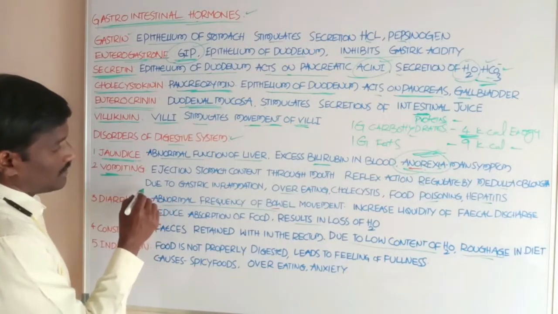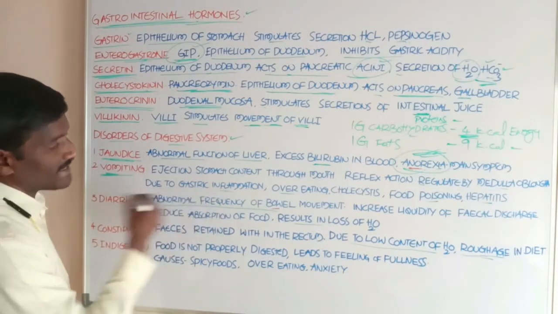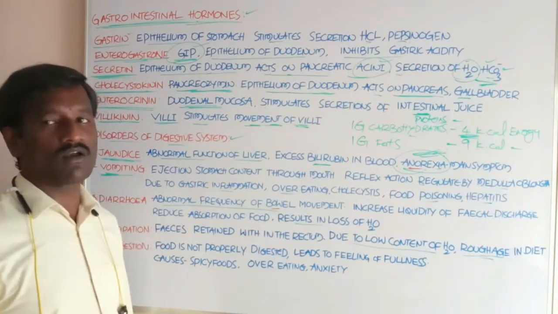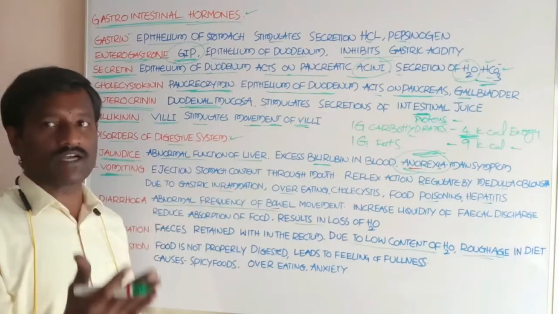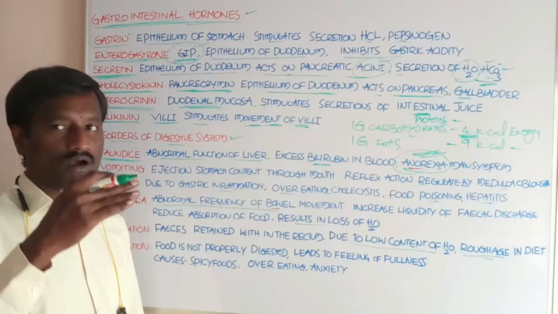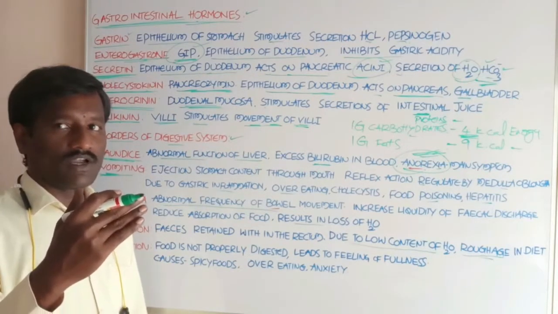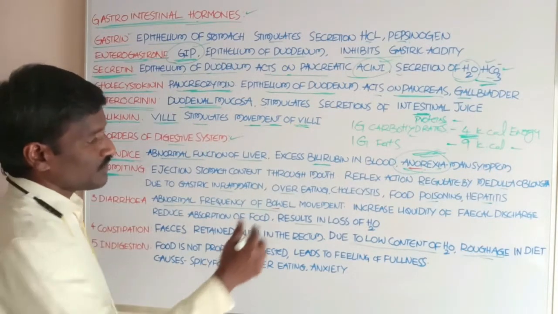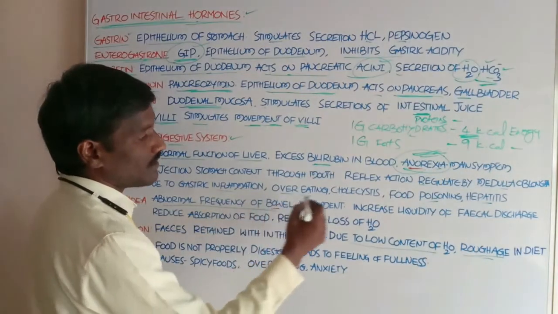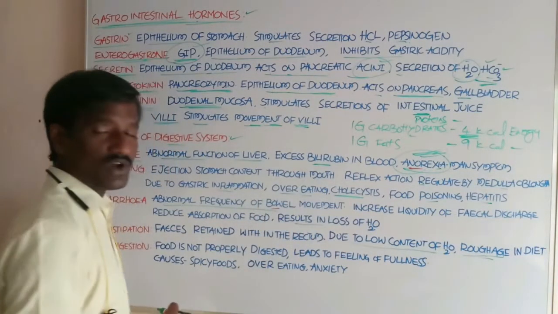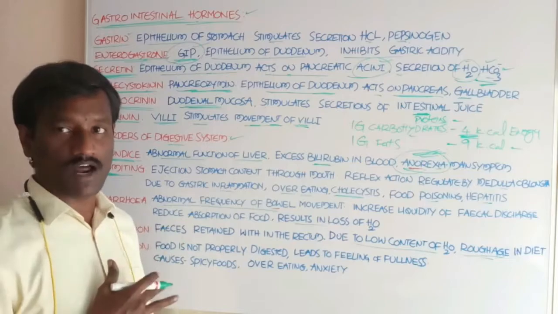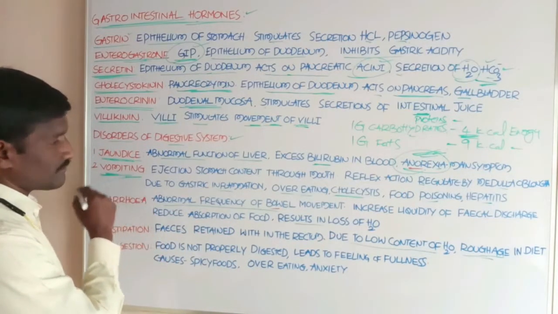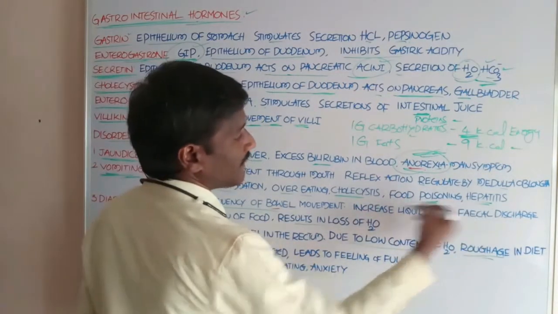This also occurs due to gastric inflammation. When part of the stomach is inflamed, that leads to the occurrence of vomiting. Overeating is also one of the causes, and cholecystitis. Cholecystitis means inflammation of the gallbladder. That is also one of the causes of vomiting. And food poisoning and hepatitis.